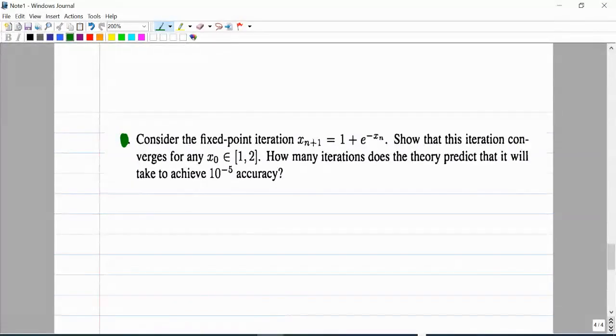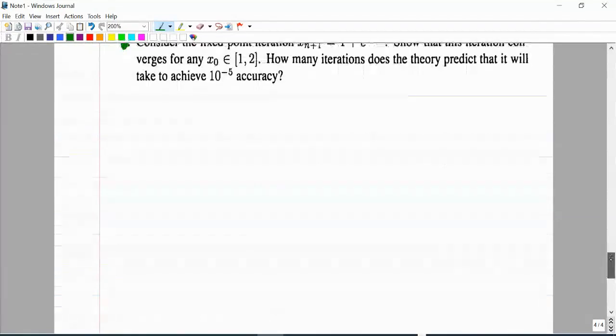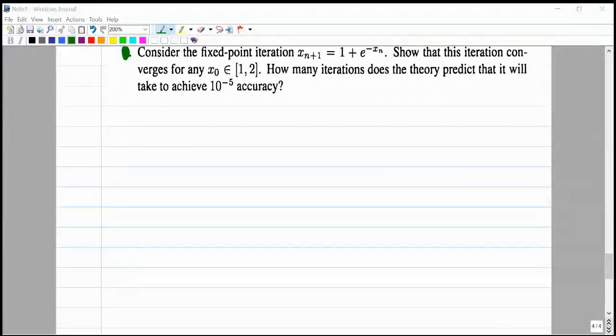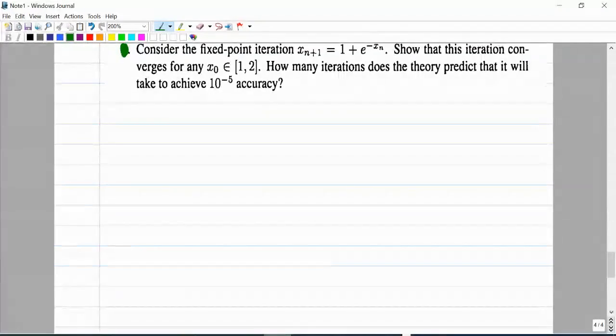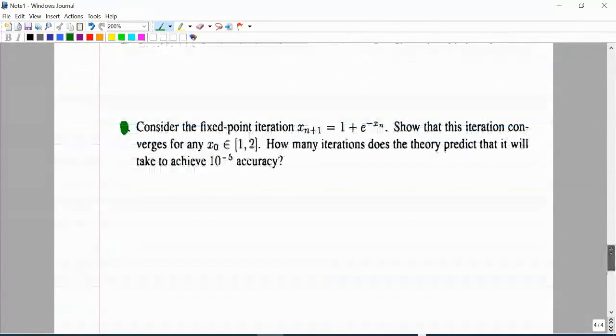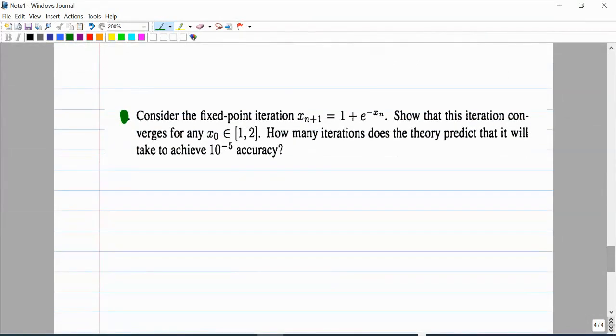Right, so we are now looking at this example. The example says, consider the fixed point iteration given there. Show that this iteration converges for any x naught in the interval. How many iterations does the theory predict that it will take to achieve the accuracy?